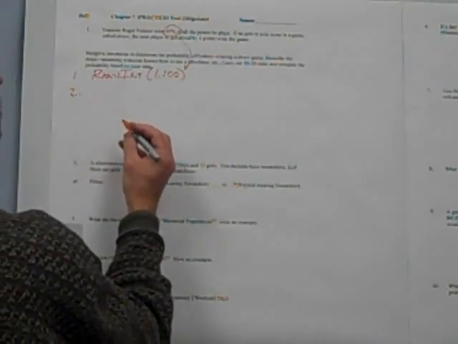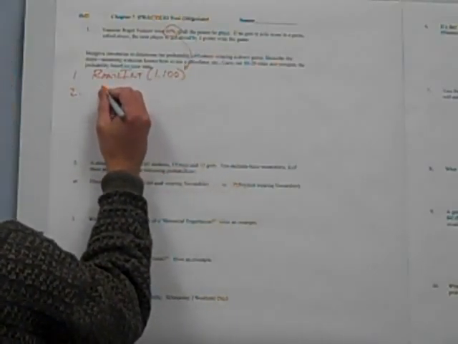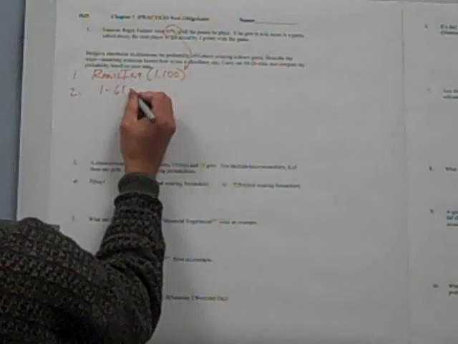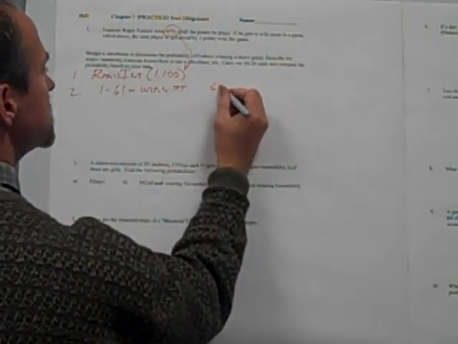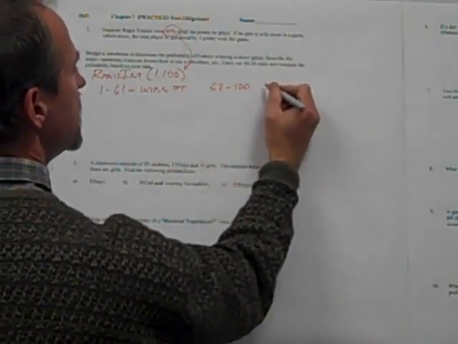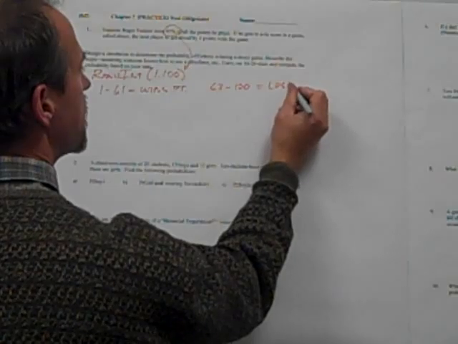Step number 2, you've got to say what the numbers mean. If we have numbers 1 through 61, he wins the point, and then make sure it's the point. And 62 through 100, he loses the point.